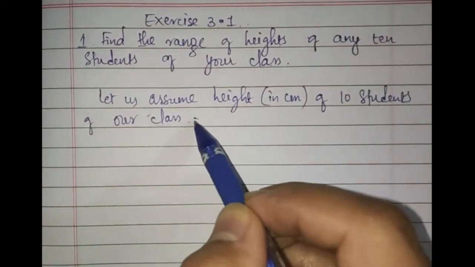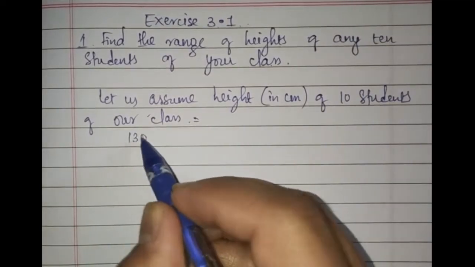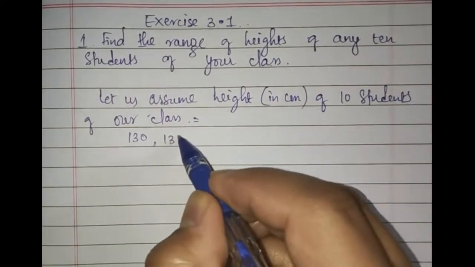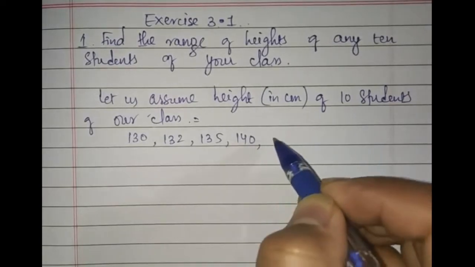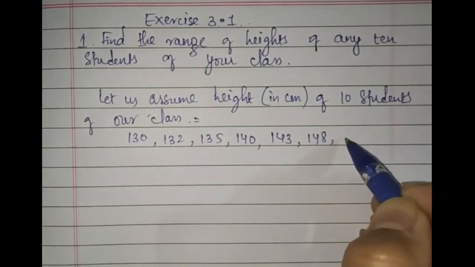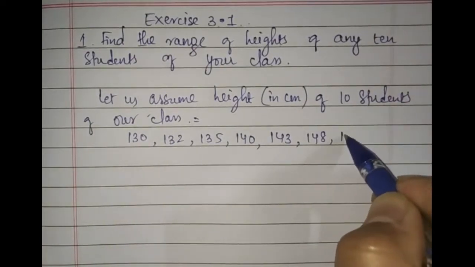I'm assuming that in class 7 the heights range starting from around 130. So 130, 132, say 135, 140, 143, 148. Maximum should be 150.